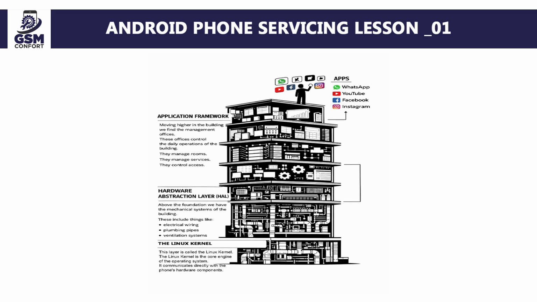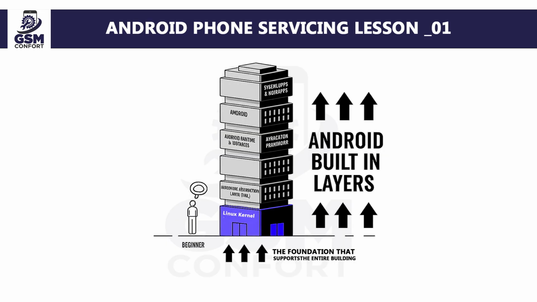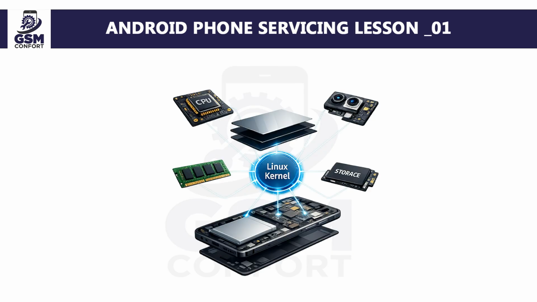Layer 1, Linux kernel. Now let's start from the very bottom of Android. This layer is called the Linux kernel. The Linux kernel is the core engine of the operating system. It communicates directly with the phone's hardware. Let's think about the hardware inside a phone. What components do you think are inside a smartphone? Take a moment and think. Here are some of them: the processor, the RAM, the battery, the screen, the camera, the storage memory.